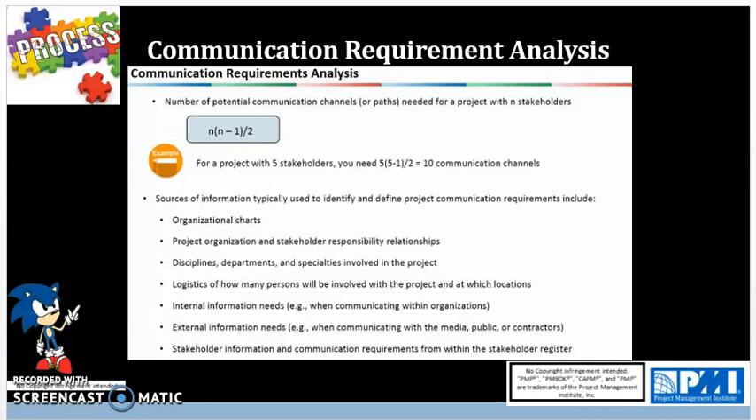The other formula is n-1. Basically that is the number of channels between one person and the rest of the group. So here we have 5 stakeholders. If it's just n-1, that means you would have 4 other channels to communicate with. 5 minus 1 is 4. So that means you have 4 other communication channels excluding yourself. So you have 4 channels to communicate with. That's the other variation of this formula. And that is all I have for today's lecture.